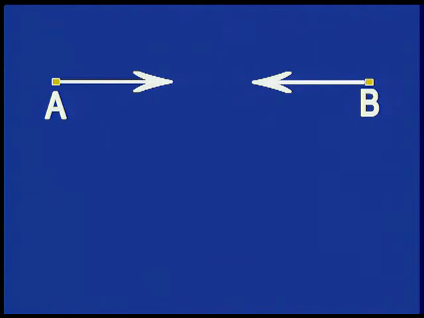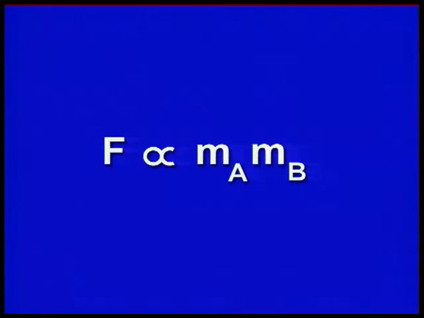If we now reverse the role of A and B, that is, B becomes the source and A the object on which the force acts, then the force must be proportional to the mass of A. So, Newton found that gravitational force is proportional to the mass of the objects that interact. Therefore, the magnitude of the force of gravitation must be proportional to the product of the masses of the two objects.